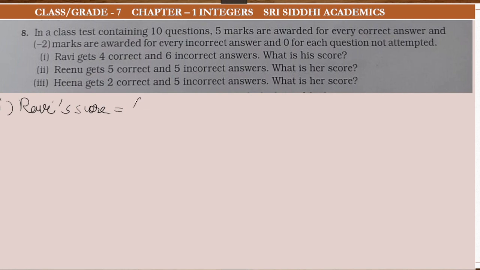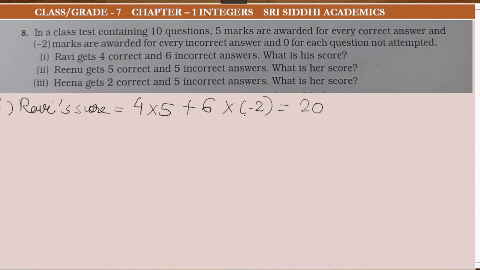So 4 correct means 4 will get multiplied with 5 because each correct answer carries 5 marks. Then we need to add it with 6 incorrect answers. For those 6 incorrect answers he will get negative marking, so that 6 will get multiplied with minus 2, because for each incorrect answer that much marks will be cut down, right? So this much we need to calculate now. 4 into 5 is 20 and 6 into minus 2.